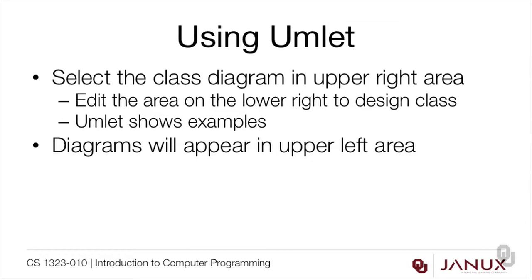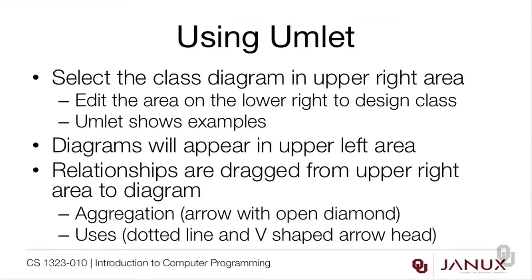Now the diagrams will appear in the upper left area, and the relationships get dragged from the upper right area to the diagram. There are two relationships that we've used before. One is aggregation. That's the arrow with the open diamond, and the other is uses, which is the dotted line with the V-shaped arrowhead. So those will be the only two we use. There are lots of other relationships that can occur between classes, and those are what those other arrows are for. As you continue programming, you'll learn how to use those things.